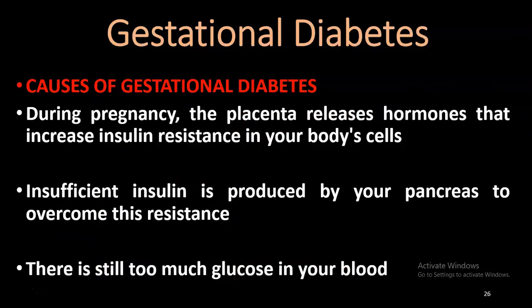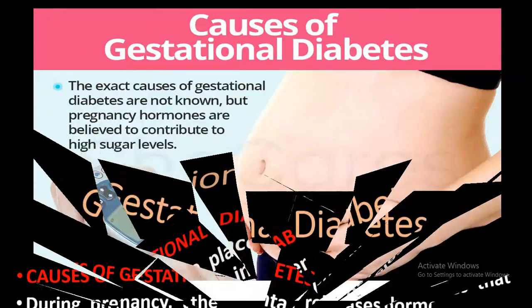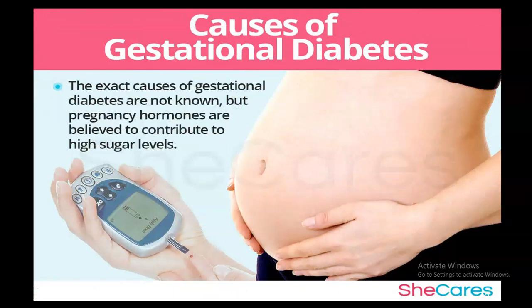Causes of gestational diabetes. During pregnancy, the placenta releases hormones that increase insulin resistance in your body cells. Insufficient insulin is produced by your pancreas to overcome this resistance. There is still too much glucose in your blood, and it causes gestational diabetes. So, this picture says the exact causes of gestational diabetes are not known, but pregnancy hormones, as we already talked about, are believed to contribute to this type of diabetes.